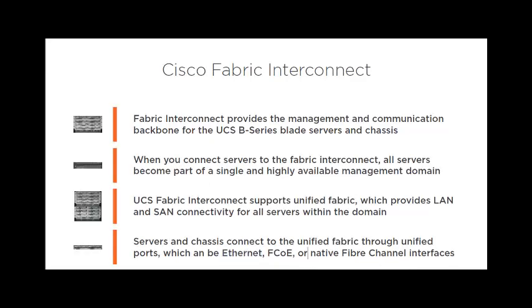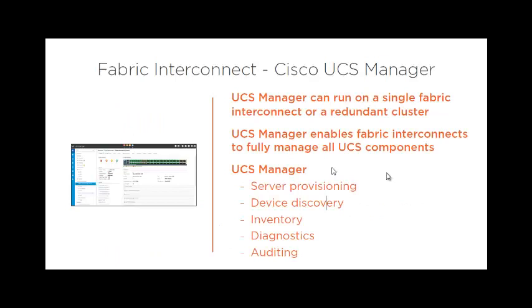This is all because these are all communicated through the fabric interconnect. That's why the first point says to communicate to the blades and chassis, and also to manage, we need fabric interconnect. Next, fabric interconnect and Cisco UCS Manager.